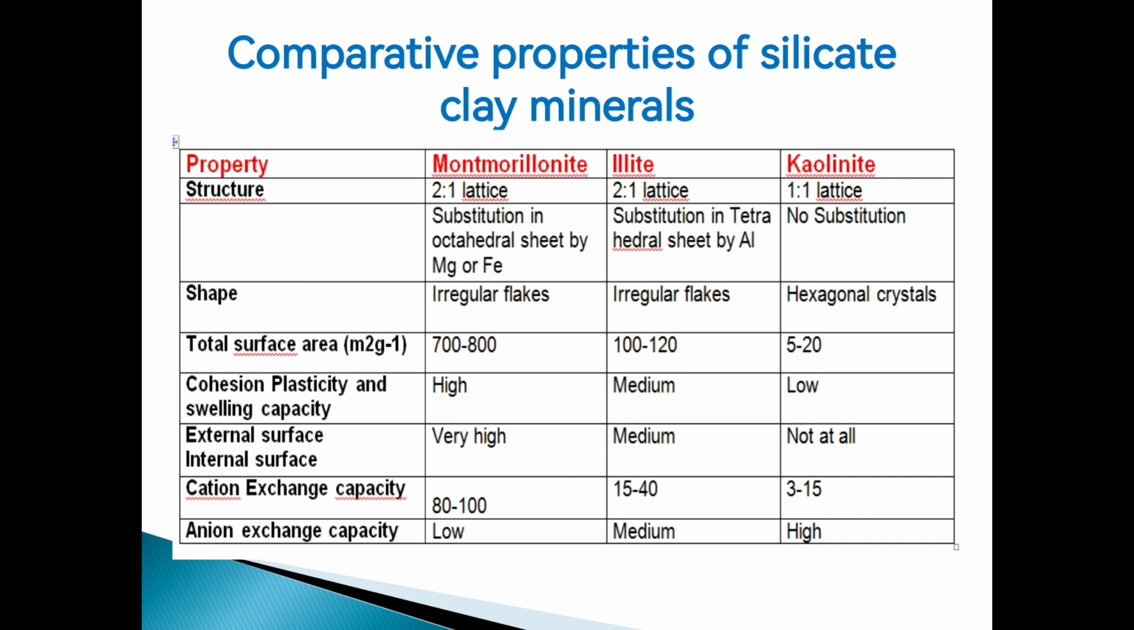The structure, the shape, the total surface area, the cohesion, plasticity, and swelling capacity, the internal surface and the external surface, the cation exchange capacity, and the anion exchange capacity. For Montmorillonite, we know that it is 2:1 type, which expands. Illite is 2:1, but doesn't expand, non-expanding, and Kaolinite is 1:1, no expansion.